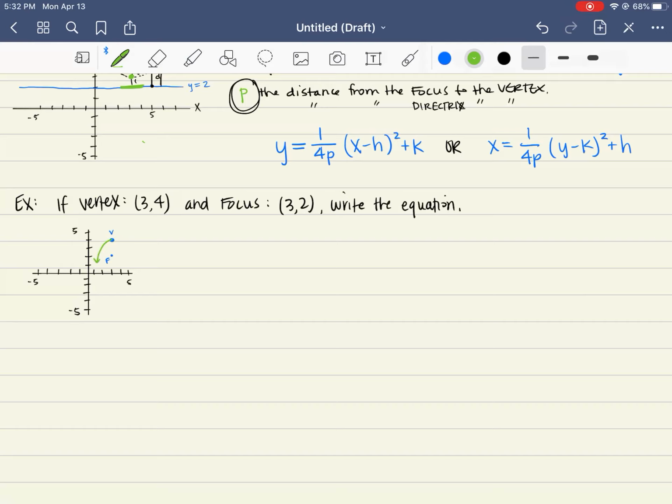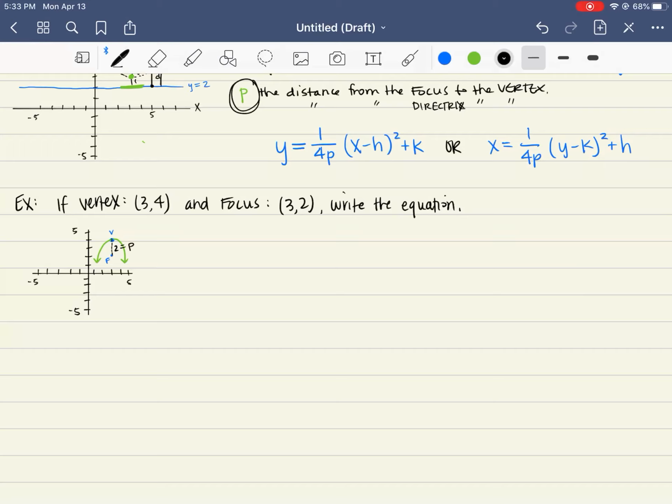And remember, the parabola has to wrap around the focus, which means this guy must be opening down. And that means that we're going to be using our y equals, right? It's an up or down one. And then notice that we can also find this p-value. So if we look at this distance right here, it looks like that's 2 units. The focus is 2 units away from the vertex. So that's going to be the p-value.